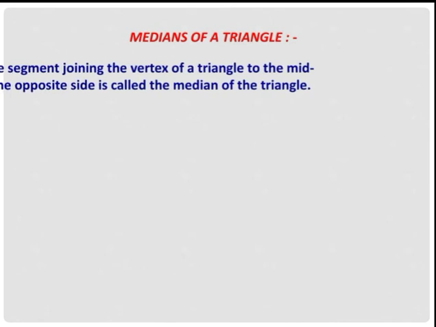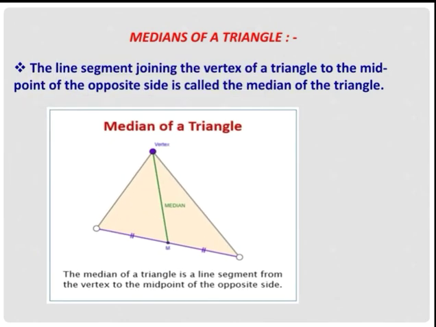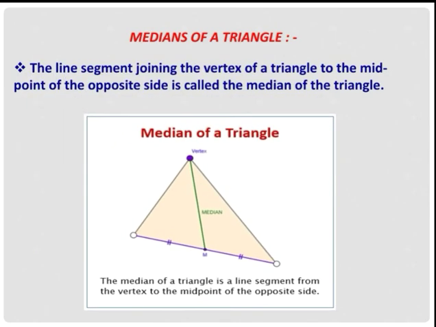Now let us understand medians of a triangle. What is a median? The line segment joining the vertex of a triangle to the midpoint of the opposite side is called the median of the triangle. Let us understand with example. In this, the median of a triangle is a line segment from the vertex to the midpoint of the opposite side. We can observe that the middle line is a median.